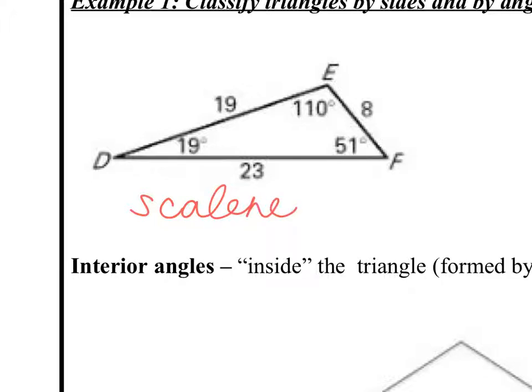Now let's look at the angles. We have 2 acute angles, but what else do we have? Obtuse. So since we have 1 obtuse, we call it an obtuse triangle.